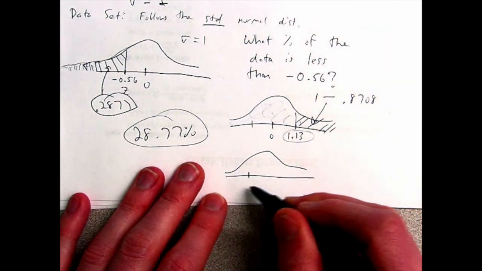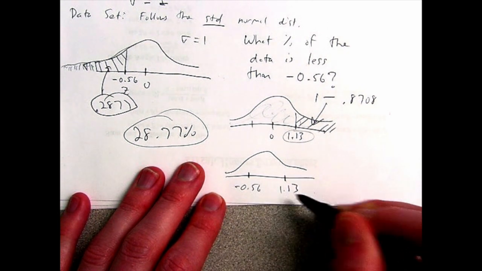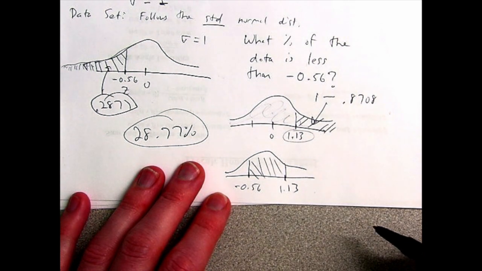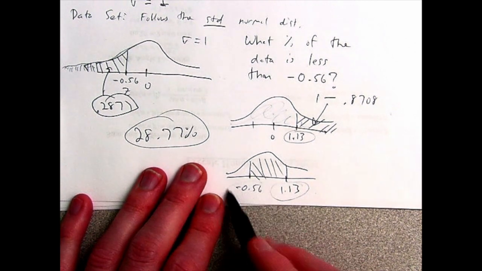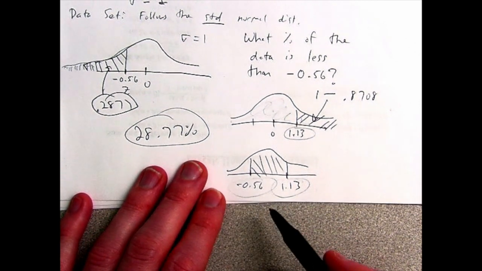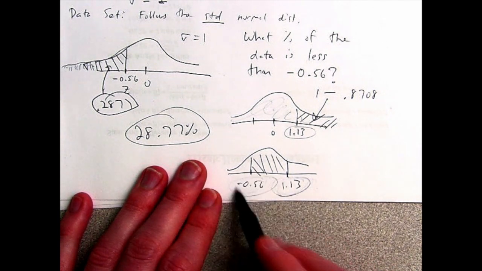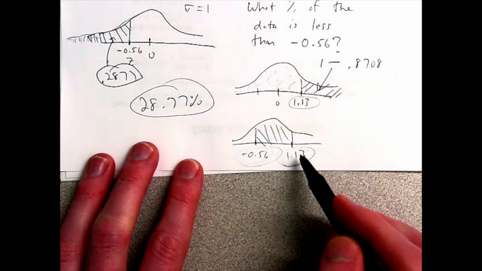And finally, if you have a region like this, which is sort of bound on both sides, maybe it looks like this, then what you need to do is find the table value for this guy and subtract it from the table value for that guy. So you look up the area associated with this, you look up the area associated with this, and you subtract them.